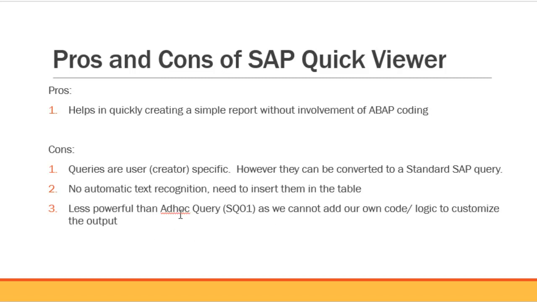Secondly, it is comparatively less powerful than the ABAP query transactions like the SQ01, SQ02, SQ03 combination, because in SQVI's case, it does not allow you to do any ABAP coding. Whereas the ABAP query tool SQ01 allows you to include or insert your own ABAP code or logic to customize your output.